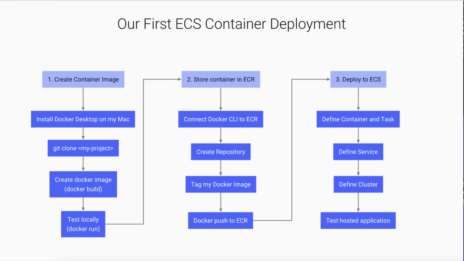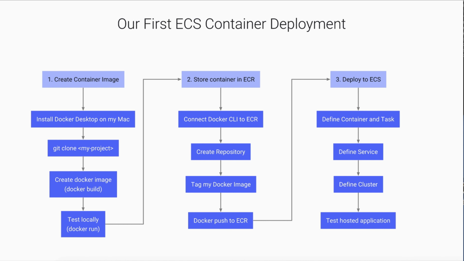ECS has this model of containers that live within a task, live within a service, live within a cluster. So first we need to define the container and the task. That basically specifies how much memory and virtual CPU. At the task level, you can also share some resources such as volumes. The service then, that's where you can define load balancing, auto scaling, and then it goes within a cluster. And then finally, we'll test and make sure this thing works.